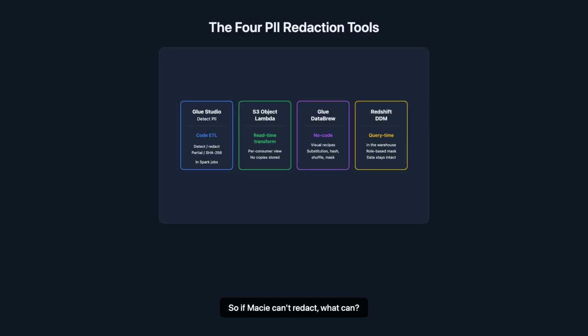So if Macie can't redact, what can? 4 tools, and each has a clear lane. Glue Studio Detect PII is for code-based Spark ETL pipelines, where you want to detect, redact, partial redact, or hash entities as part of your transformation job.